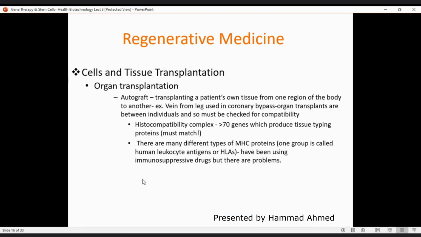Those are the two main basic types of tissue transplantation: one is autograft and the second one is xenotransplantation. So that's it. Thank you very much.